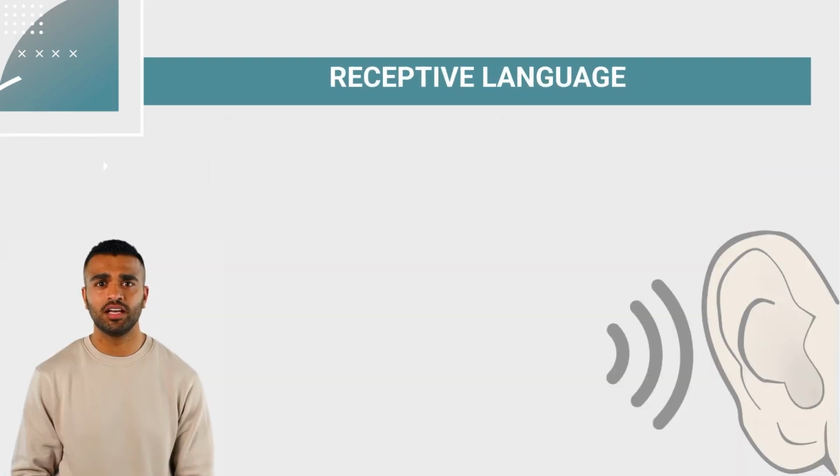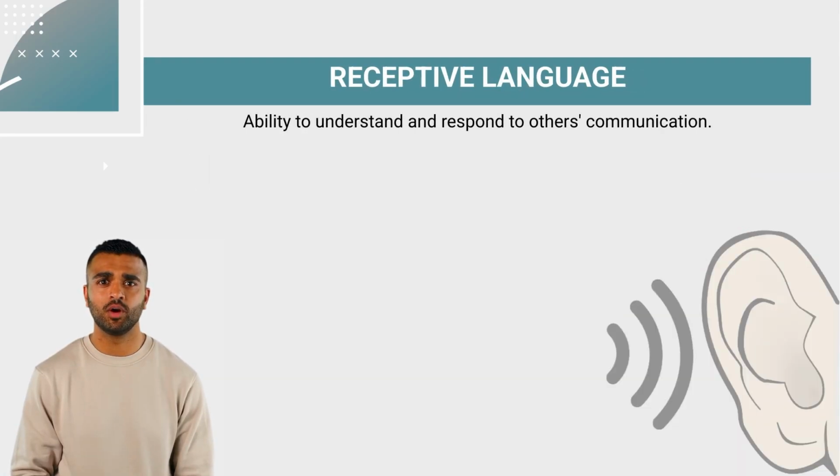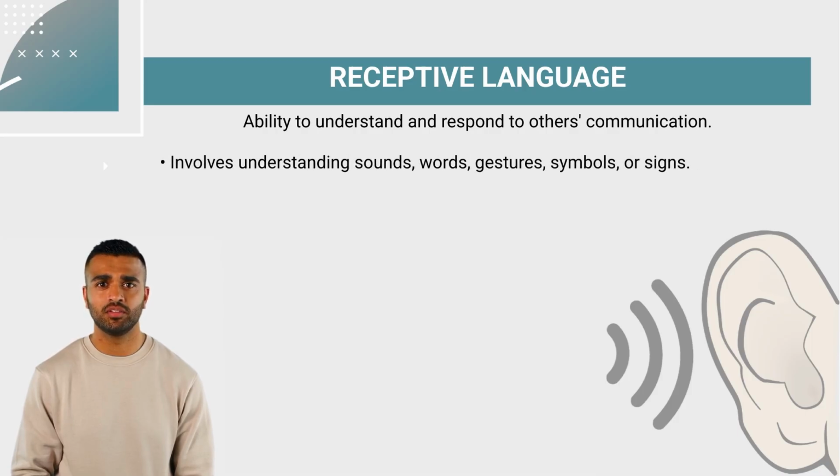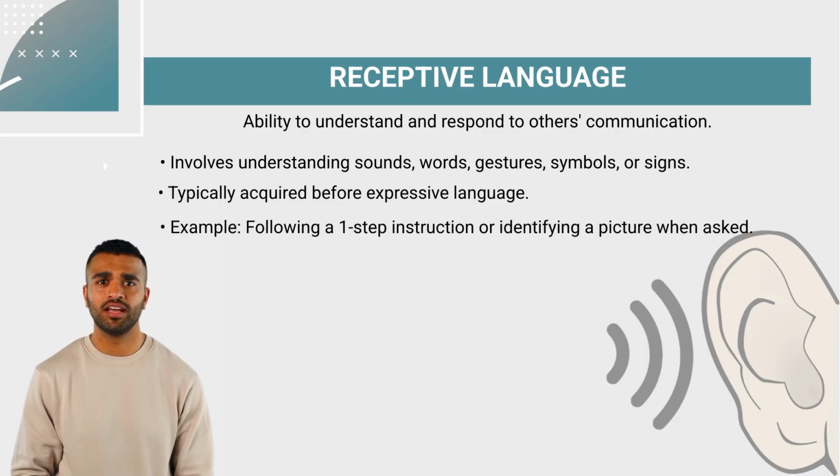Receptive language. It's an individual's ability to respond appropriately to others' verbal behavior and language. In more detailed terms, receptive language involves understanding information provided by another individual. This may include sounds, words, movements, gestures, symbols, and signs. Receptive language is typically acquired before expressive language. Examples of receptive language include an individual's ability to follow one-step instructions or identifying a picture when asked.